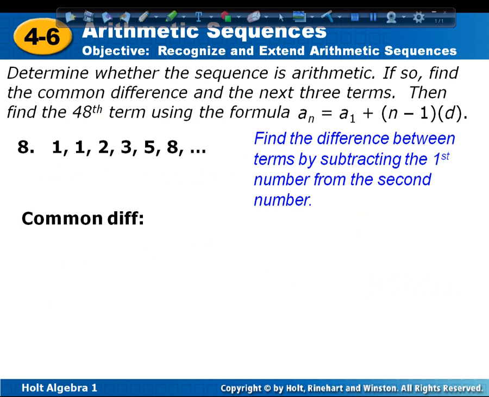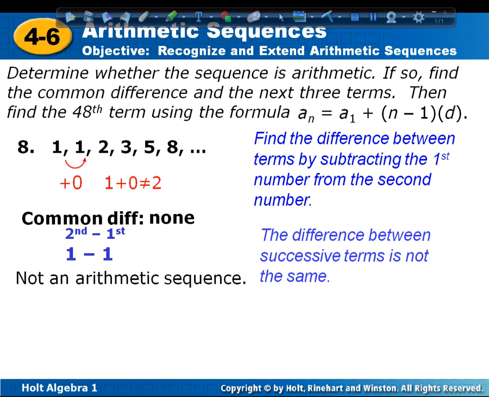All right, number 8. Take a minute and see if you can work this one on your own. You have 1, 1, 2, 3, 5, and 8 as your sequence. So go ahead and pause the video, see if you can work this one out. Alright, so hopefully you've paused the video. And here you should know that if I take these and subtract them, 1 minus 1 is 0. And if I say 1 plus 0, it does not give me 2. So this one is just not arithmetic, and you can just write not an arithmetic sequence, and you're finished with this one. Hopefully you saw that and you got that part correct.